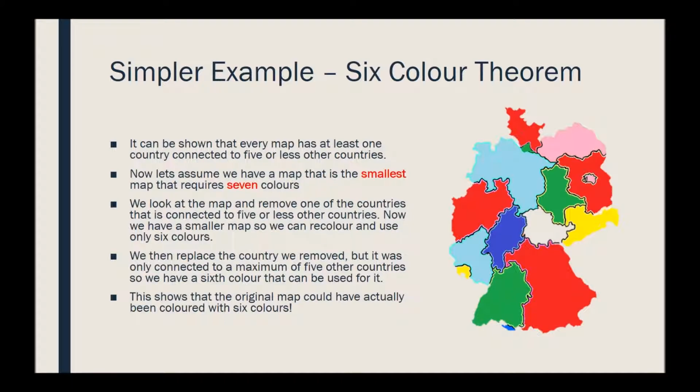We then put the country back in that we took out, but it was only connected to 5 other countries. So we've got a 6th color spare that we can use for that country. And what this actually shows is that the original map only needed 6 colors to begin with.